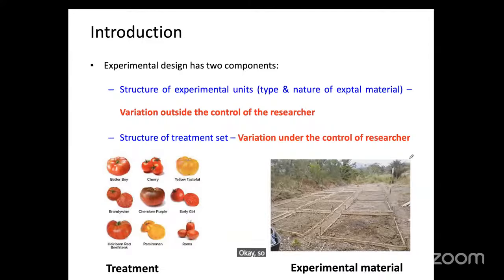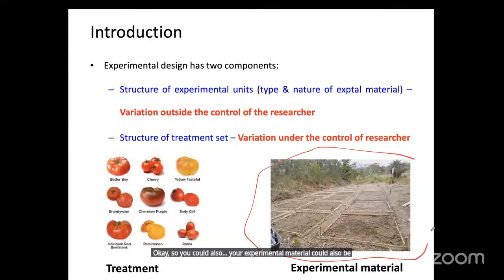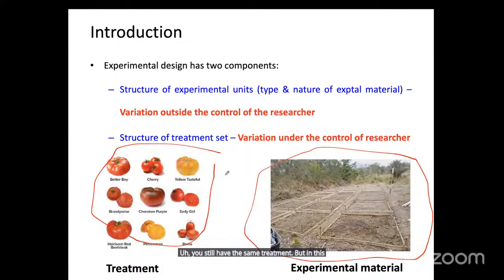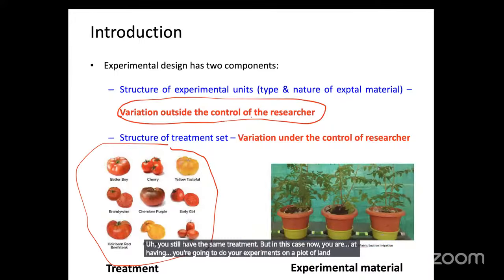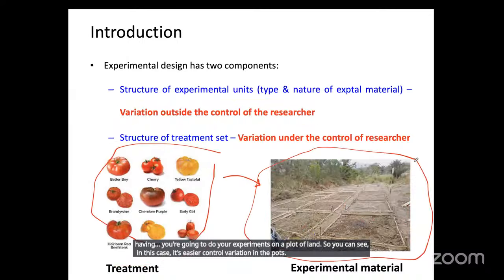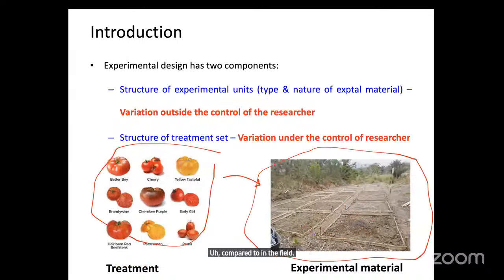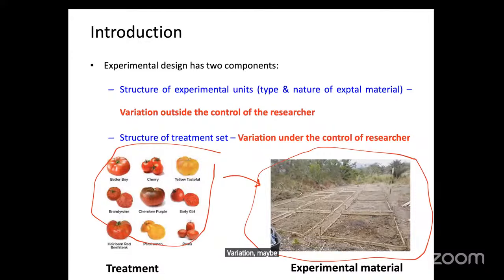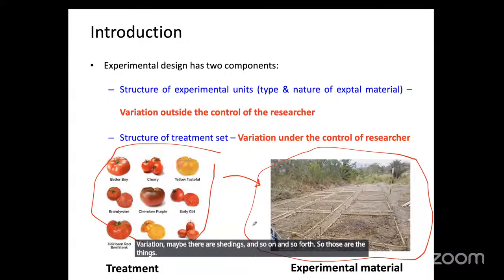Okay, so your experimental material could also be a plot of land, like what we have here. You still have the same treatment, but in this case now you are going to do your experiments on a plot of land. So you can see in this case it's easier to control variation in the pots compared to in the field. In the field, there are lots of issues that you need to take into consideration, which include maybe things like the slope, maybe soil fertility variation, maybe there are shadings and so on and so forth. Those are the things that need to be taken into consideration.